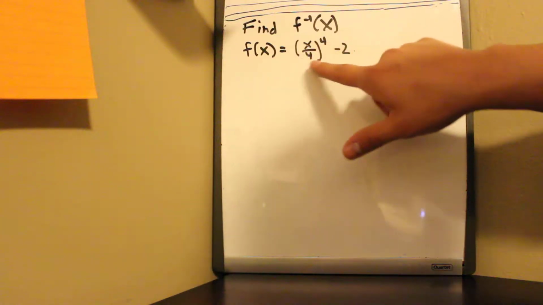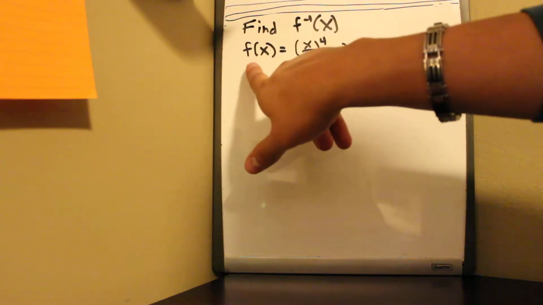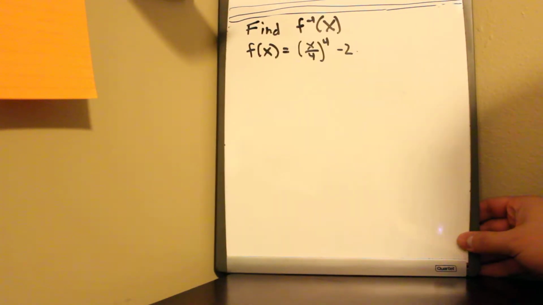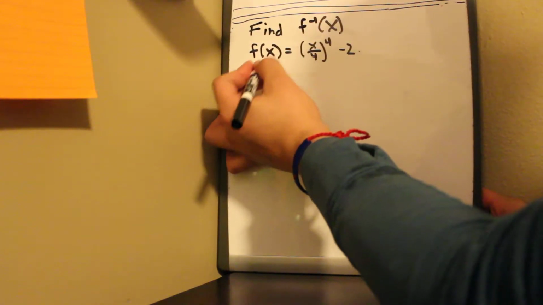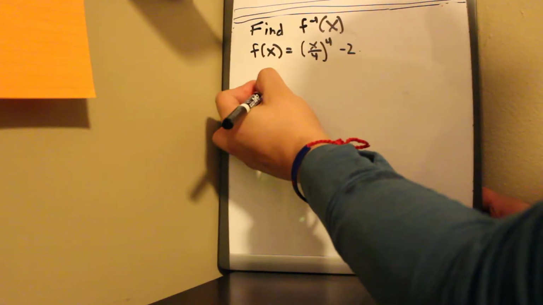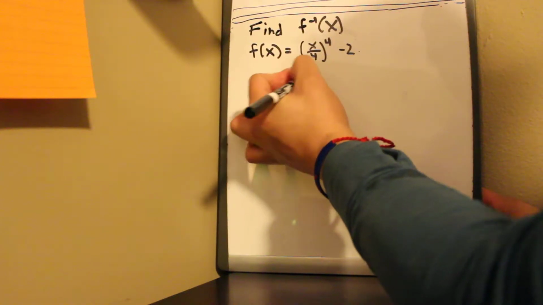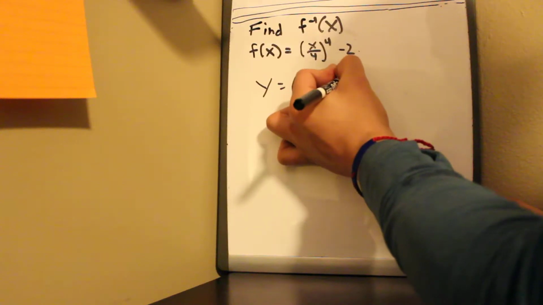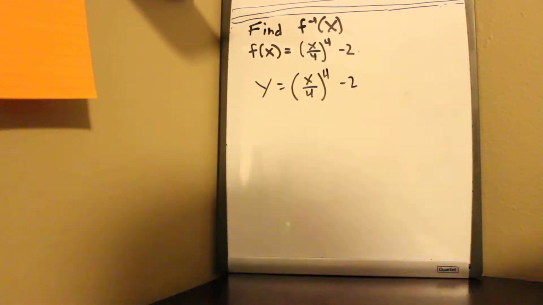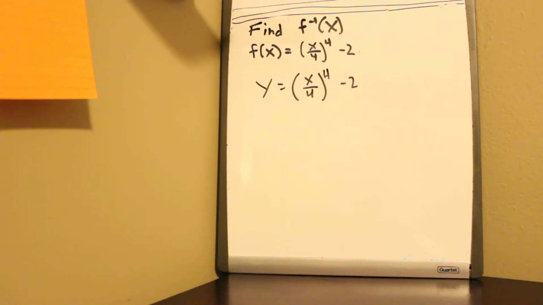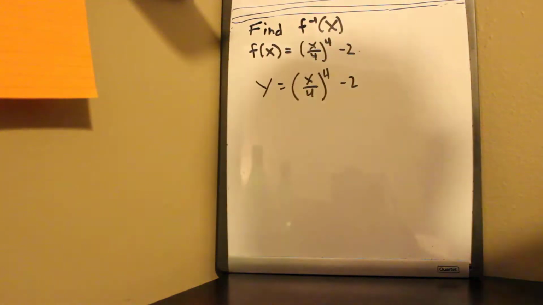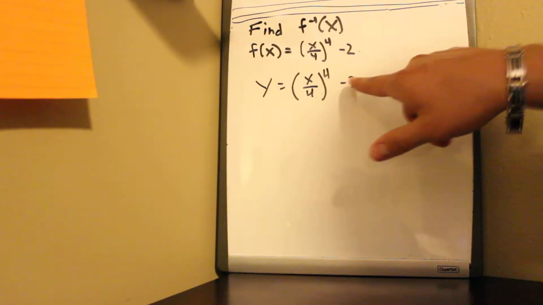So here is f of x, this is our function, and now we want to go ahead and find its inverse. To do that, the first thing I would like to do is write this, because this is our output, as y equals x divided by 4 raised to the 4 minus 2. Okay, give me 1 second. Alright, so now we have y equals x divided by 4 raised to the 4 minus 2.